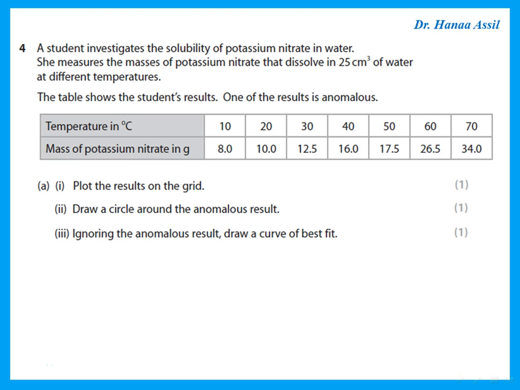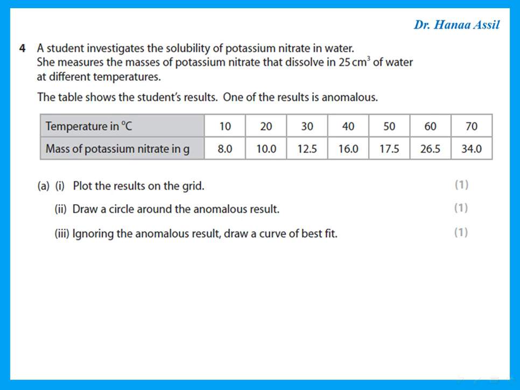Question 4 says a student investigates the solubility of potassium nitrate in water. She measures the masses of potassium nitrate that dissolve in 25 centimeter cubed of water at different temperatures. The table shows the student's results. One of the results is anomalous. Remember we said anomalous means it is wrong, means it is away from the curve, means we do not include it when we draw the curve.